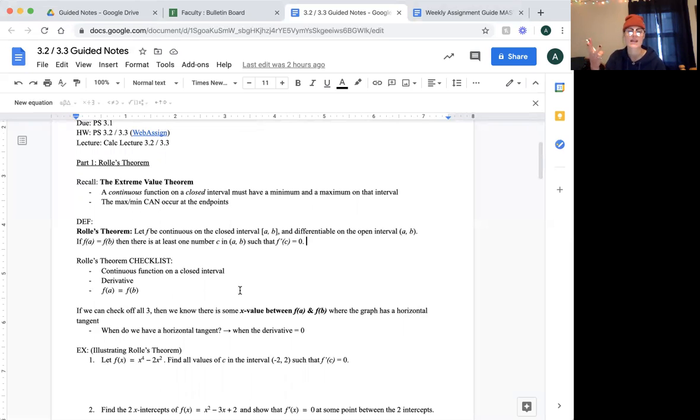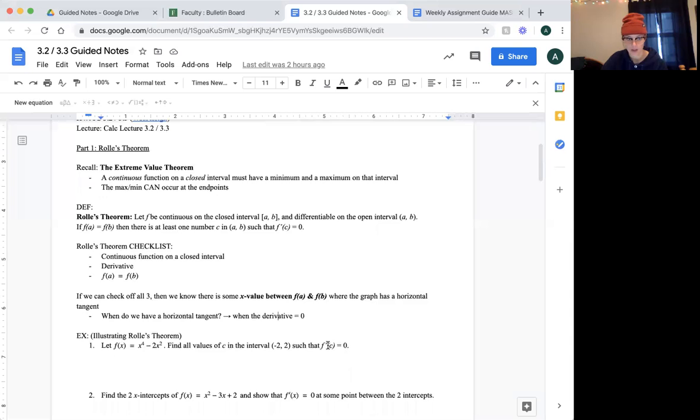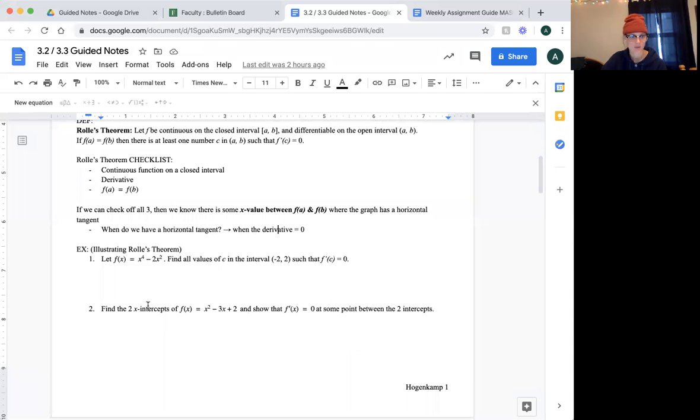And then check point 3, is f of a equal to f of b? So if you evaluate the function at the left endpoint a, is it equal to the function evaluated at the right endpoint b? If we can check off all 3, then we know that there's some x value between a and b where the graph has a horizontal tangent. Reminder, we have a horizontal tangent when the derivative is equal to 0. Okay, so we have a couple of examples here.